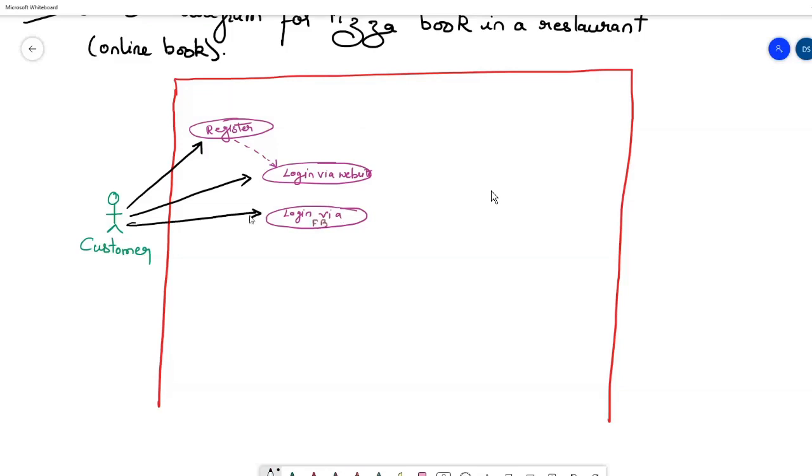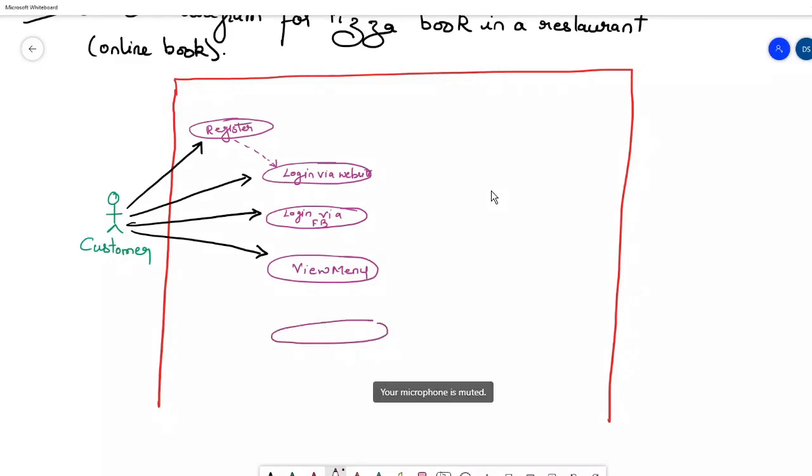Next, after login, what would be the next thing we'll be doing? We would go through the menu, so view menu. After I see the menu, I'll add items in my cart. And if I don't like something, at the same time I'll be removing it. So add or remove items in cart.